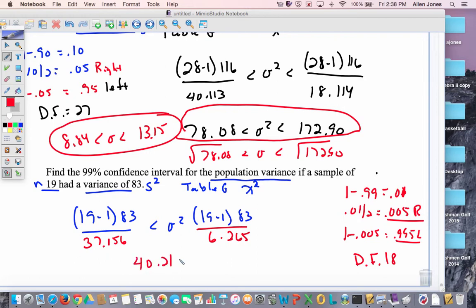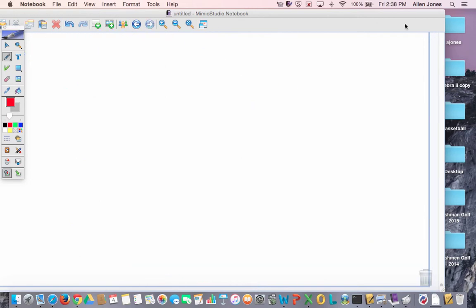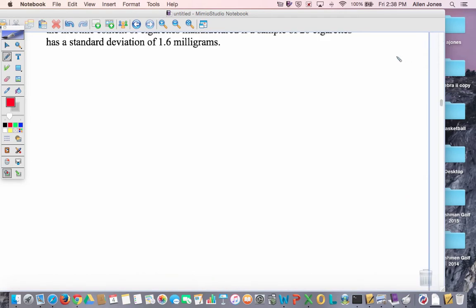And we make those calculations, and we will get 40.21 and 238.47 for our variance. And again, if we want our standard deviation, we would take the square root of each number, and that would change our symbol there. This one just said the variance, so I'm just going to stop there this time.